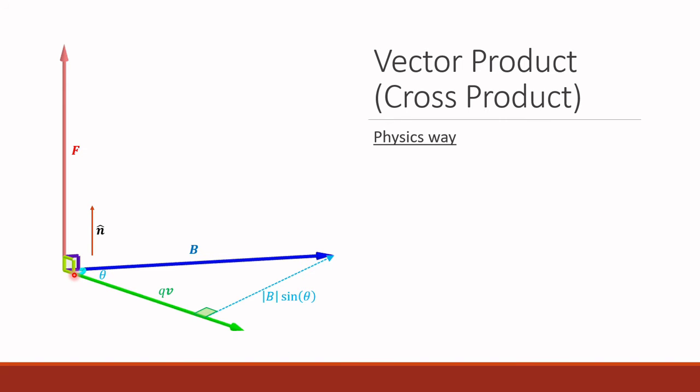So the physics way of doing it is like what we have seen in the previous video. They will try to resolve the blue vector, take the component that is perpendicular to the green arrow and multiply by the velocity. So we take the magnitude of the velocity times the magnitude of the field strength times sine theta. This is basically the perpendicular component, as you see here.